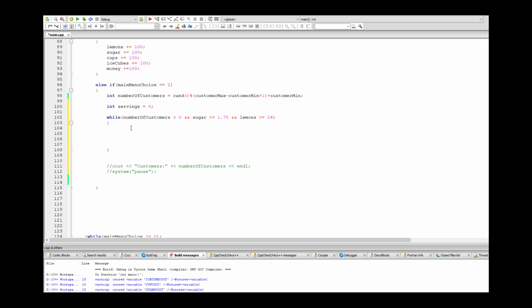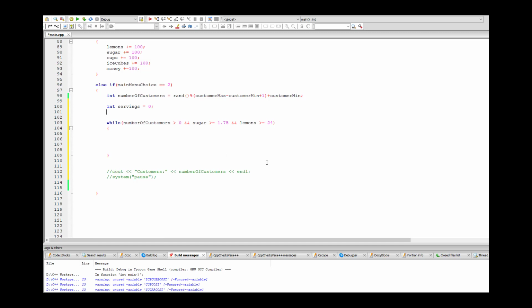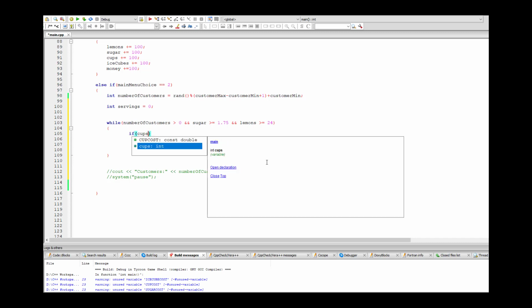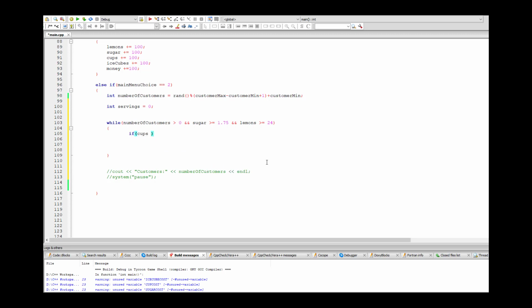First thing we'll do is check: do we have cups and do we have ice cubes? So if cups is less than, or it can never be less than 0, but let's just say if cups is equal to 0 or ice cubes is less than 2. That means we need at least 2 ice cubes and a cup to serve the customer. So if we are out of those, then we can't serve them.